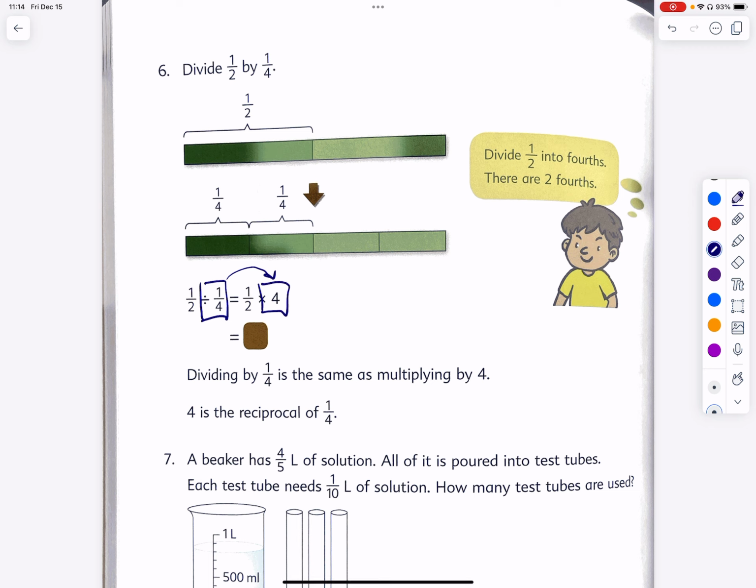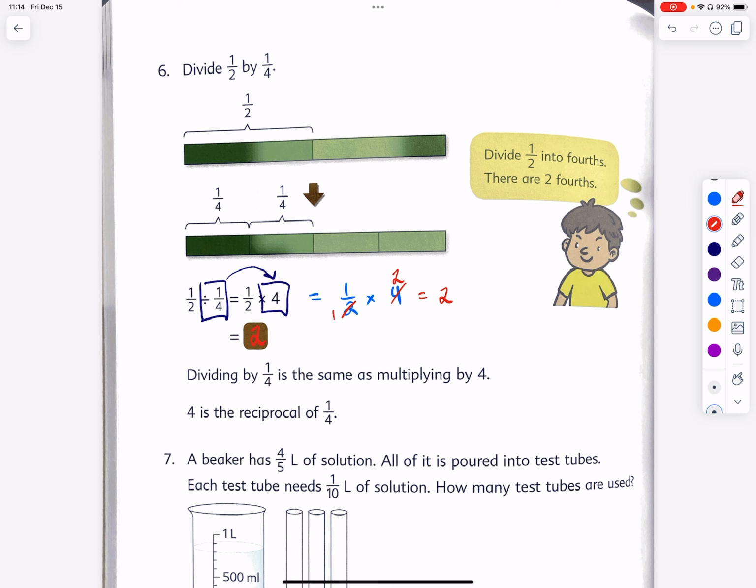And we will have, my friends, please do not forget that we simplify before we multiply, and we would do it like this. Always recommend this. And the answer is simply 2. There are 2 quarters in 1/2.